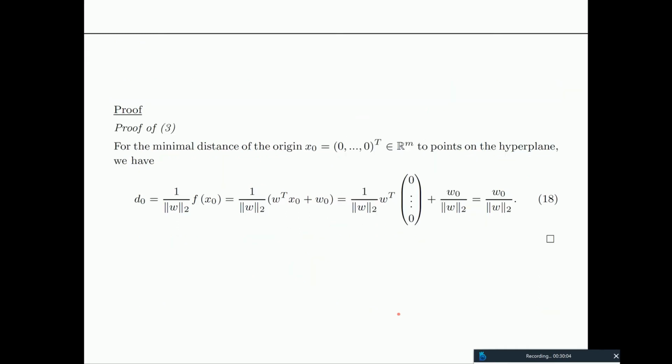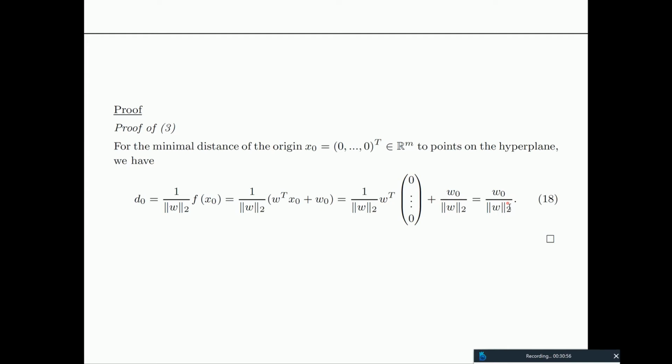No. And then the last thing, which is actually quite easy if one already established that: the question is now, what is the minimal distance of the origin to a point on the hyperplane? To this end, we take the origin and evaluate its distance. The origin is just given by a vector of zeros. So if we put the origin into the function f, then we get zero for the scalar product w^T x0, and the only thing that remains is the bias parameter divided by the norm.